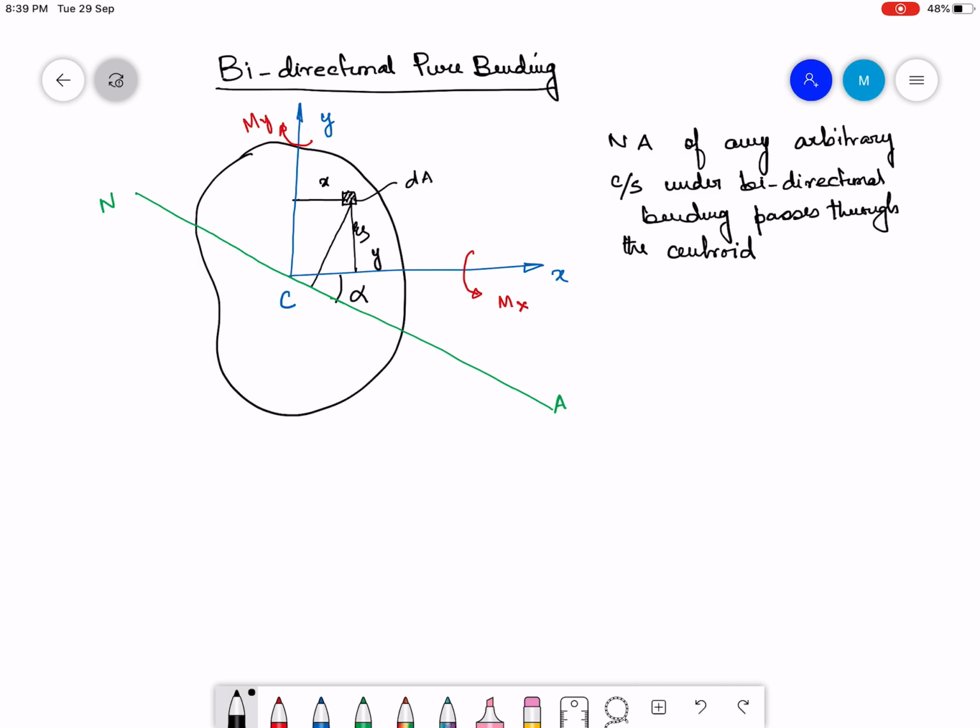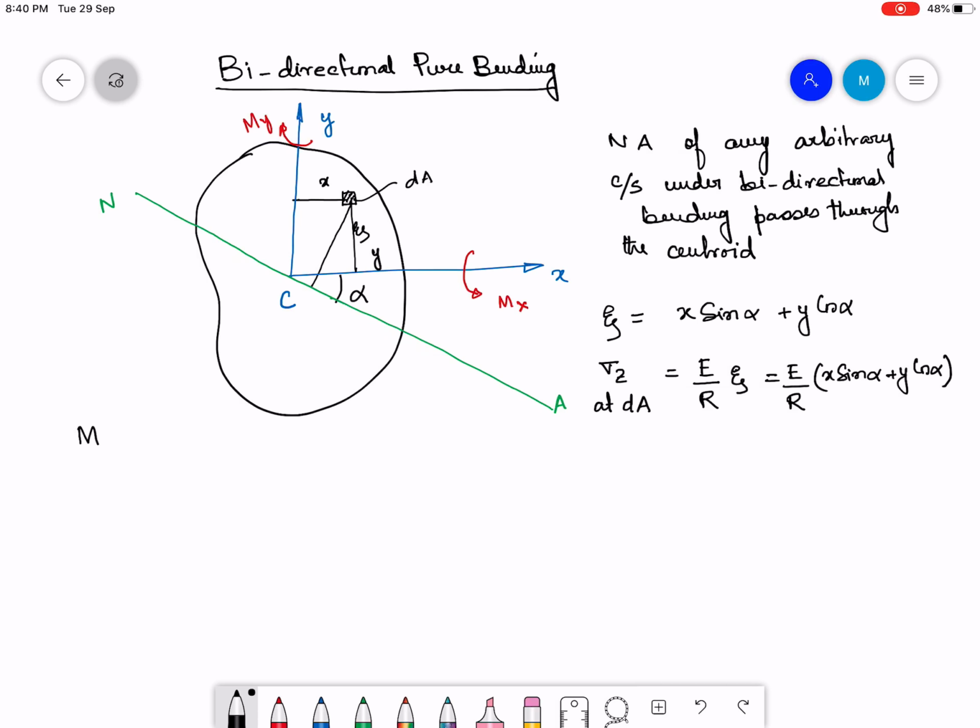Now from geometry we can see that zeta, which is the perpendicular distance of the elemental area from the neutral axis, can be written as x sine alpha plus y cos alpha. You can easily derive this expression from the geometry. So if this is zeta, then sigma z at dA is nothing but E by R into zeta, which is E by R into (x sine alpha plus y cos alpha).